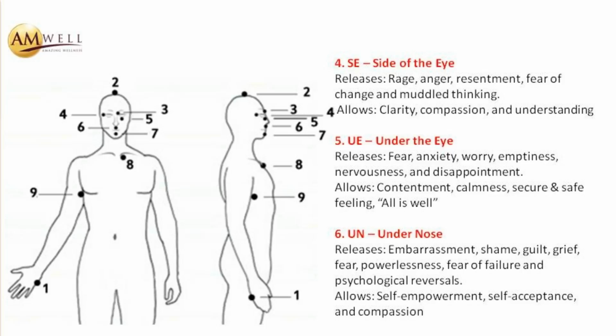Point 6 is under the nose. Under the nose is again for the build-up of subconscious programming that has happened to us, the emotions, the disempowering beliefs, and so on. So under the nose releases embarrassment, shame, guilt, grief, fear, powerlessness, fear of failure, and psychological reversals. It allows self-empowerment, self-acceptance, and compassion. So imagine yourself using the wand and tapping under your nose.